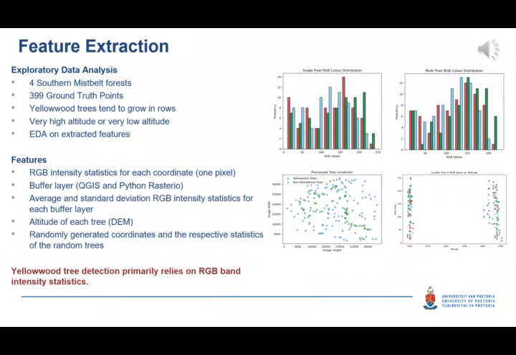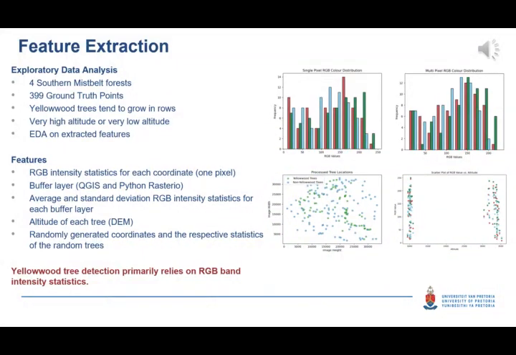We then started extracting the RGB intensity values for each ground truth point. This is split into 3 methods. We first created buffer layers around each point using QGIS. This allowed us to move the ground truth point marking to fit on top of what we believed the yellowwood tree would be. We extracted the mean, median, and standard deviation of the yellowwood RGB intensity.